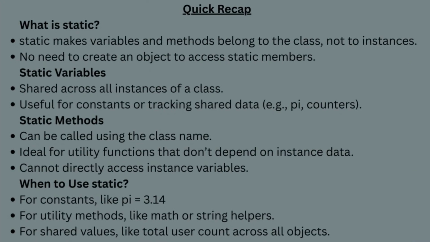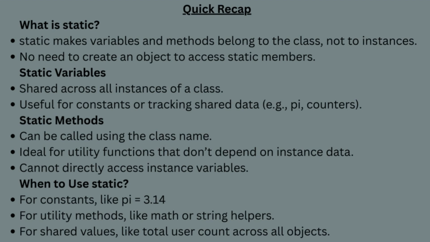Alright, let's do a quick recap of what we've learned about the static keyword in Dart. First, when we declare something as static, it means that the variable or method belongs to the class itself rather than to any individual object. So, you don't need to create an object of the class to access it. Second, static variables are shared across all instances of a class. That means, if one object updates the static variable, the updated value will be seen by all other instances as well. It's like having one common variable for the entire class.